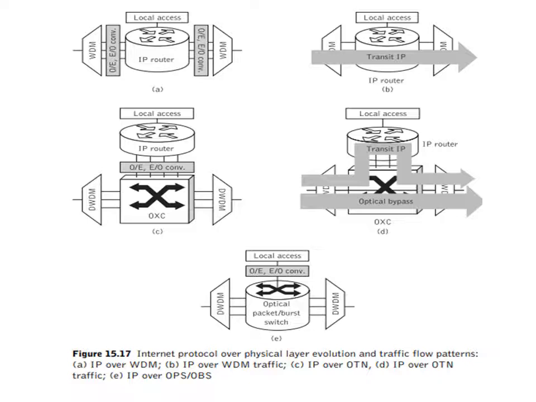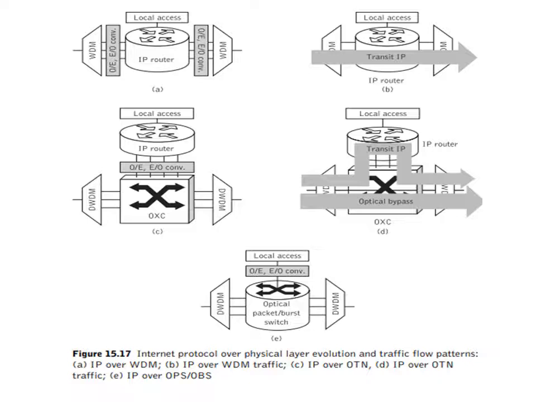With OTN implemented, an optical cross connect switch is used to connect DWDM to DWDM, so that transit IP, instead of passing through the router, directly passes through the optical cross connect. It's non-transit IP packets.